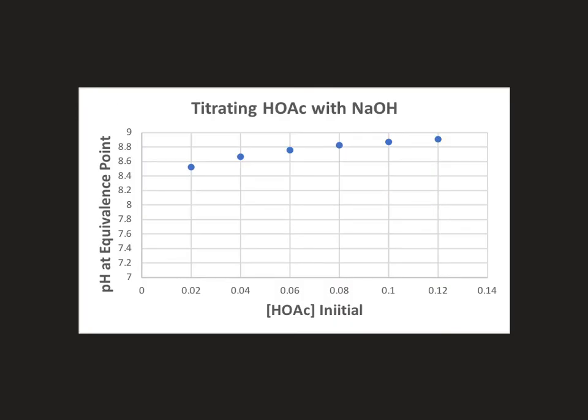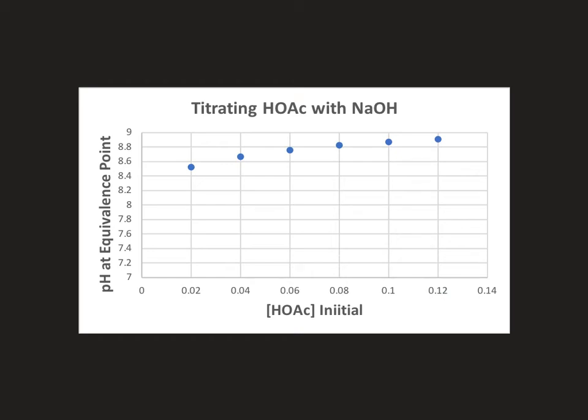So this plot, I went through and calculated, so we're still titrating acetic acid with sodium hydroxide. But what the x-axis is here is the initial concentration of acetic acid. A little typo there. And we're looking at the pH at the equivalence point. And we're starting at 0.02 molar acetic acid and going to 0.12 molar.